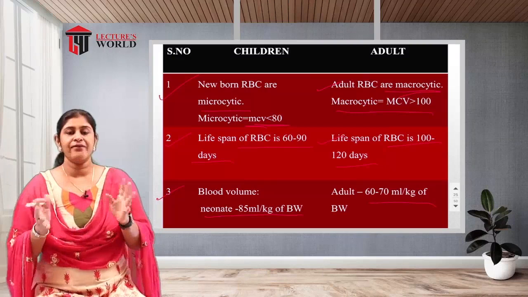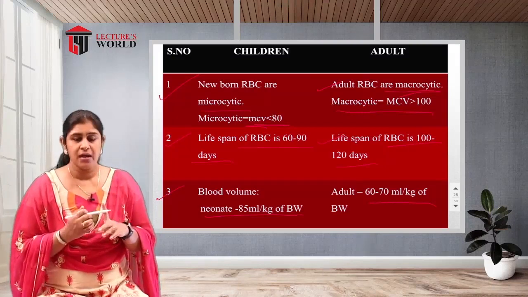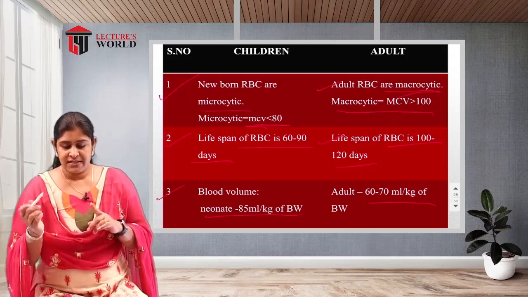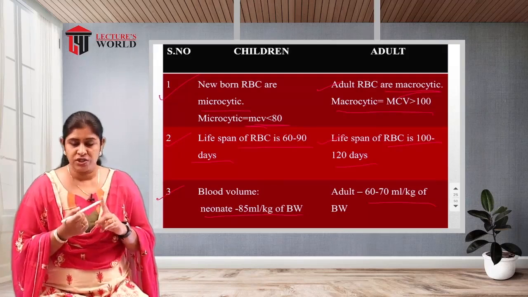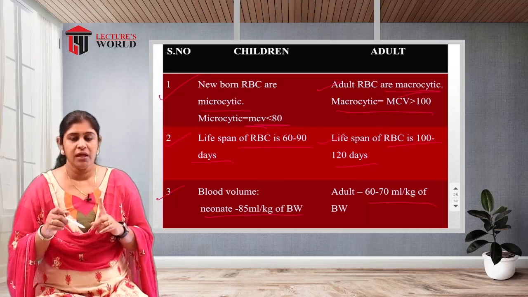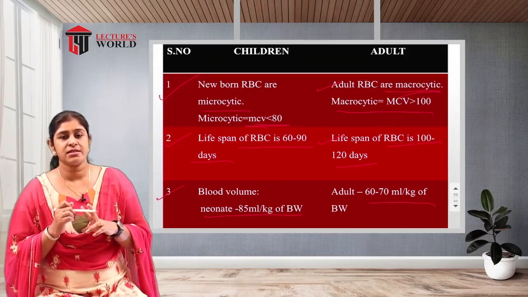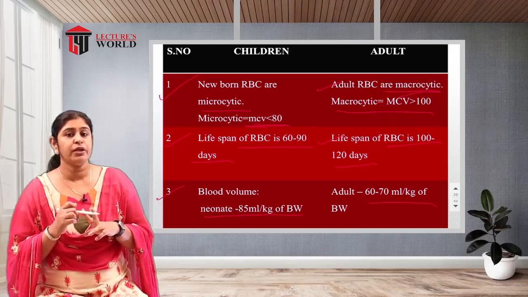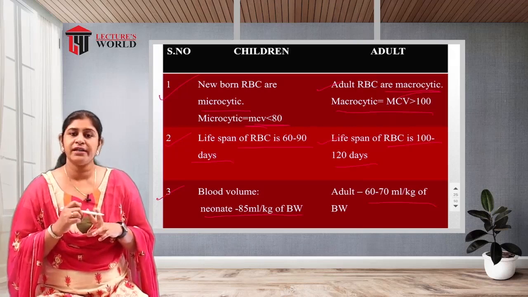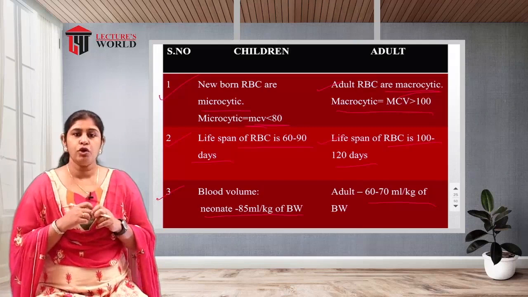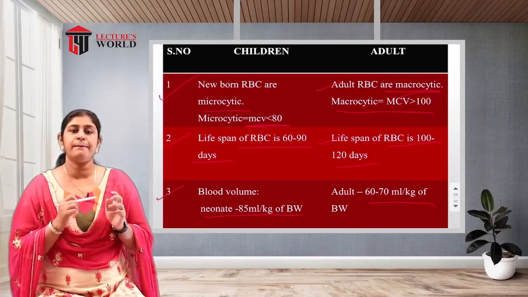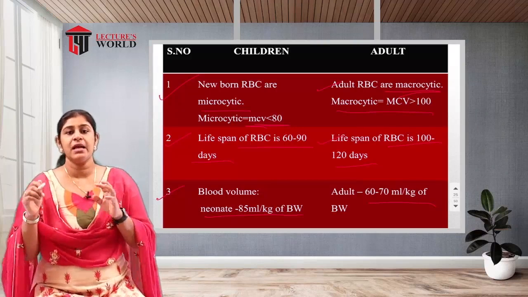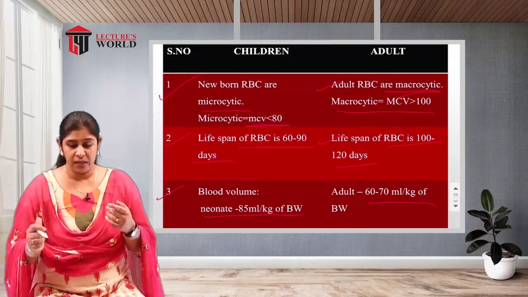So the hematologic differences are: newborn RBCs are microcytic, with MCV less than 80, whereas adult RBCs are macrocytic, with MCV greater than 100. The lifespan of RBC in children is 60 to 90 days, whereas in adults it is 100 to 120 days. Blood volume in neonates is 85 ml per kg of body weight, whereas in adults it is 60 to 70 ml per kg of body weight.